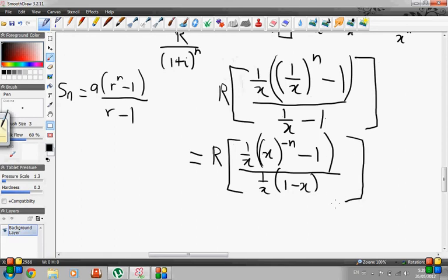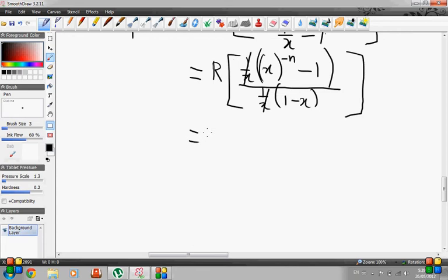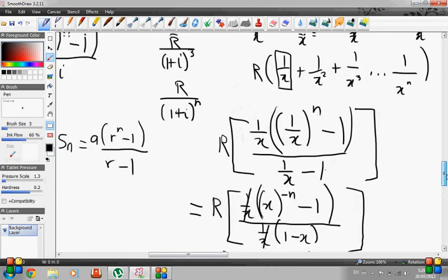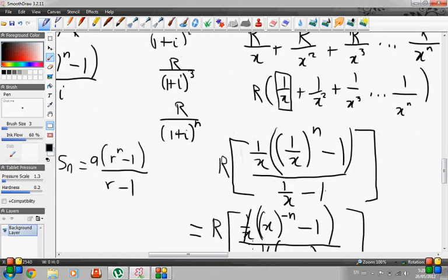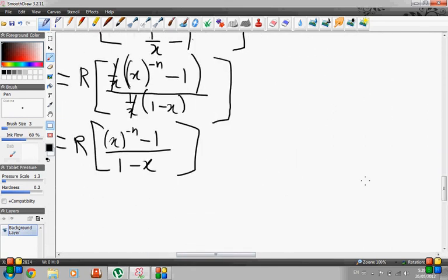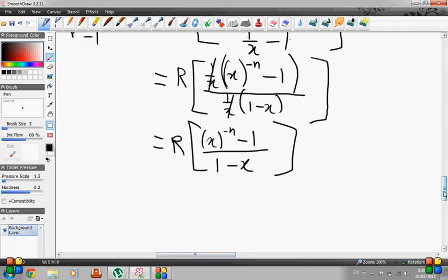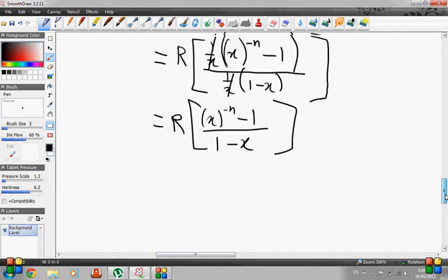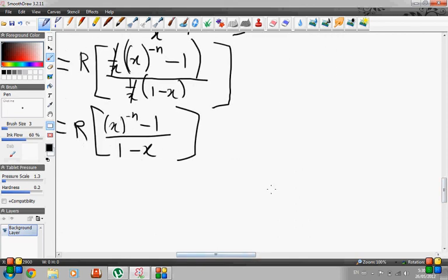Close those brackets. Now we can cancel this out. We can cancel out this 1 over x and that 1 over x. This leaves us the formula r brackets x to the negative n minus 1, over 1 minus x. So let's resubstitute our x value here, and as mentioned before, the x value was 1 plus i. So let's resubstitute 1 plus i for x. Oh, I'm running out of space. Wonderful. Let's move it over here.